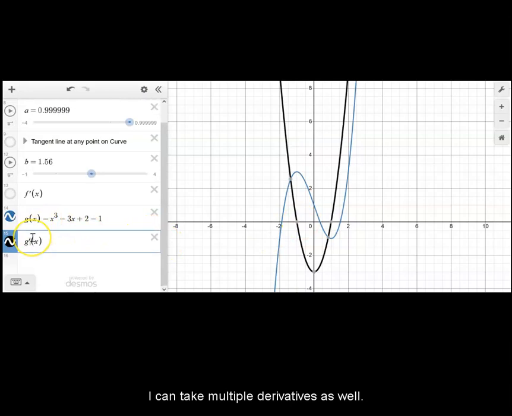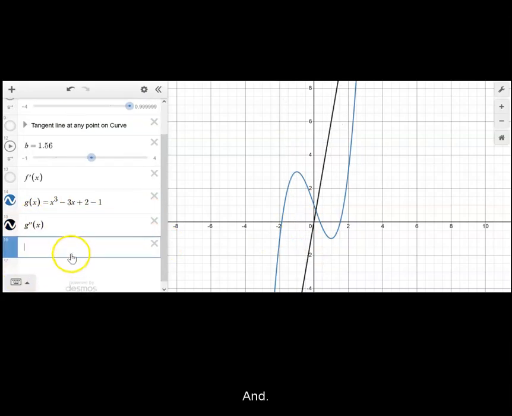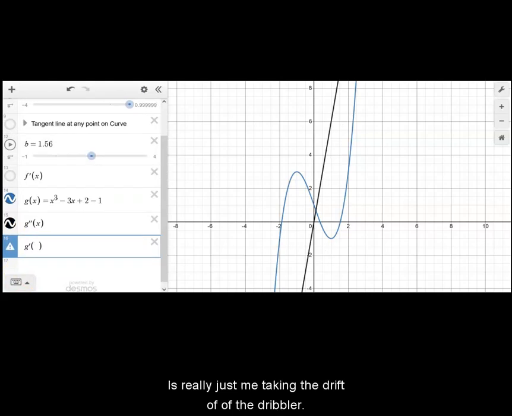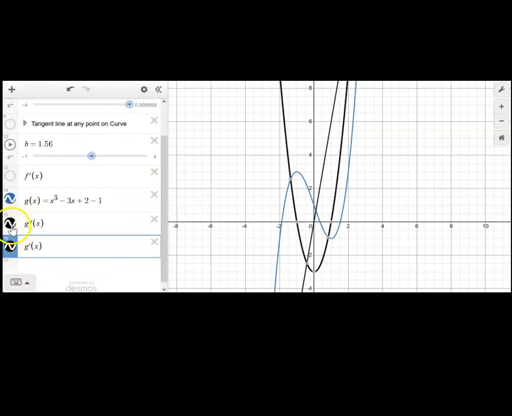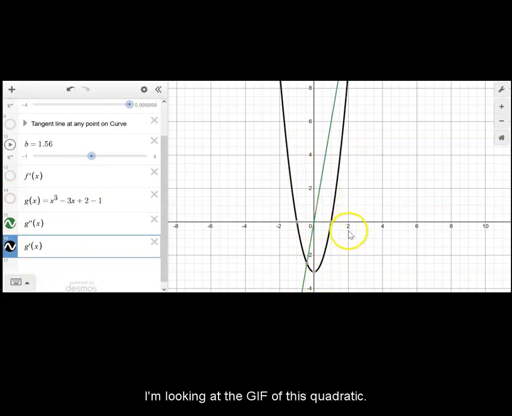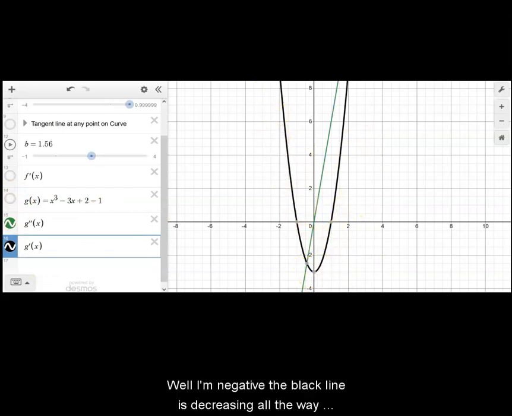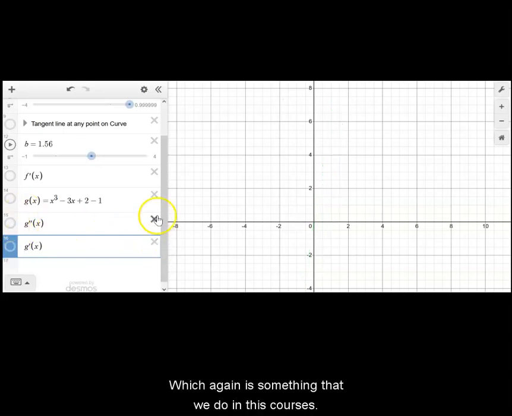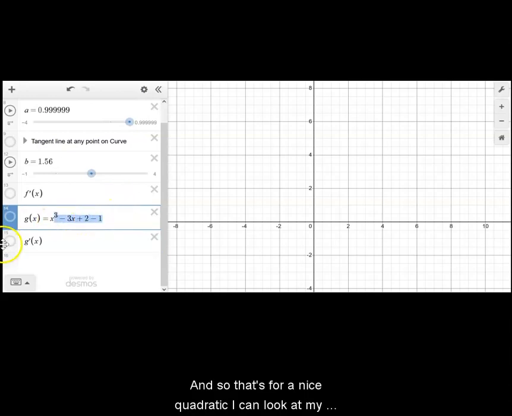I can take multiple derivatives as well, and it's really just me taking the derivative of the derivative. Let's go green. If I'm looking at the derivative of this quadratic, well, I'm negative. The black line is decreasing all the way to this point, so that's when the green line is negative. It's always negative here because the black line is decreasing. So we can talk about the rate of change of my rate of change, which again is something that we do in this course as well. And that's for a nice quadratic.